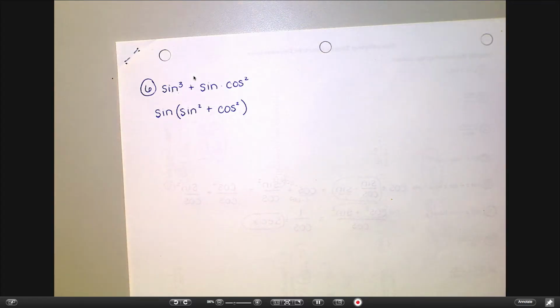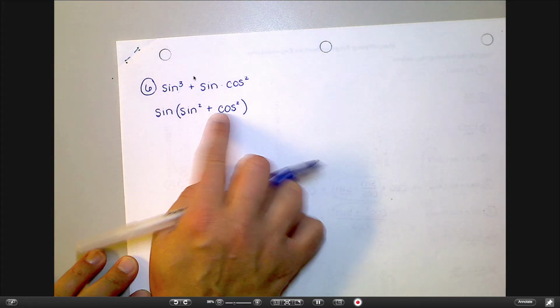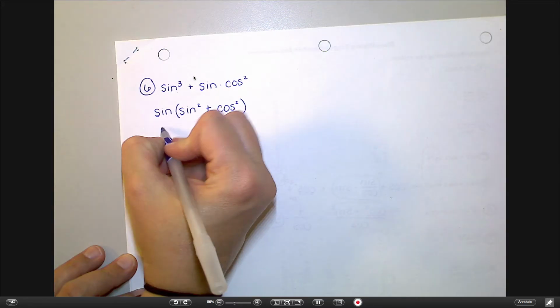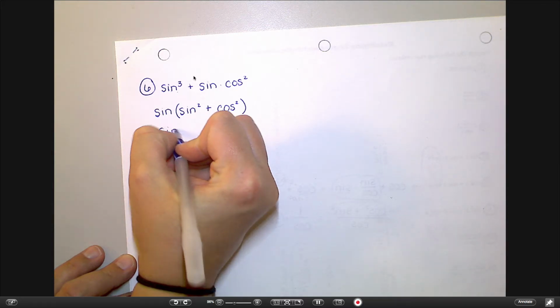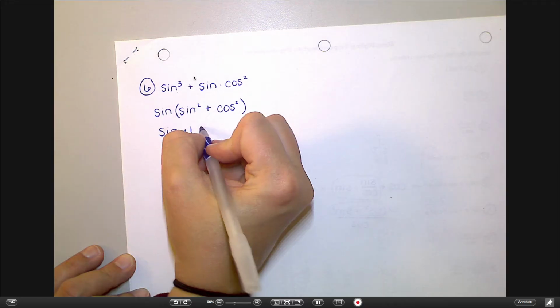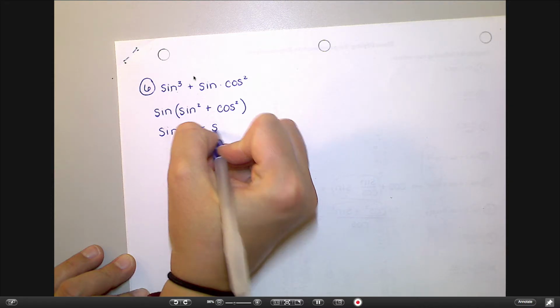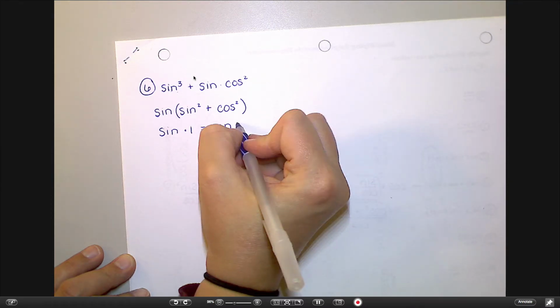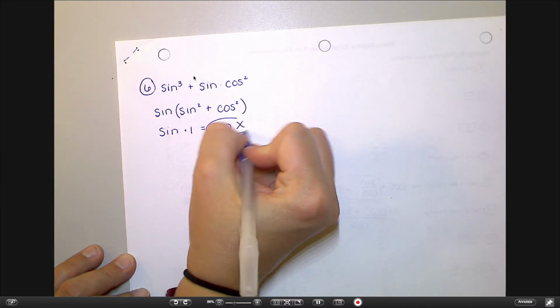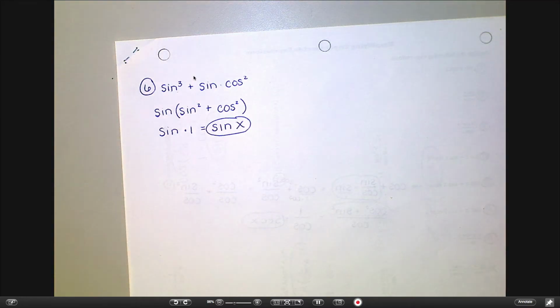Why do I like that? Yeah, this whole parenthesis piece, sine squared plus cosine squared, is really just 1. So we just ended up with sine times 1. I don't think you would really have to write that as its own step, but sine times 1 is just sine of x. There we go. That was it for 6.